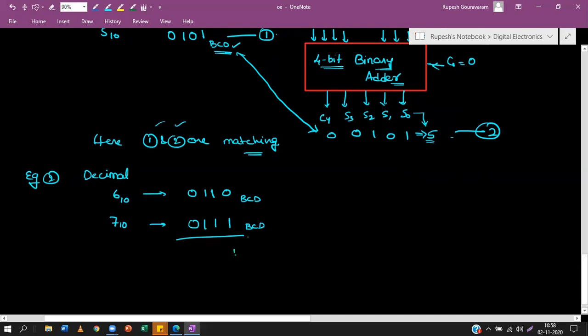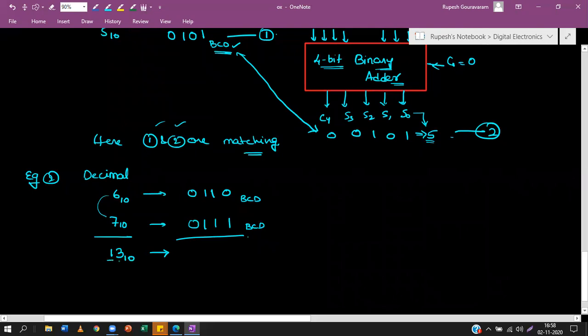So 0 plus 1 is 1. 1 plus 1 is... We should get? 6 plus 7 is, so when we are adding in this binary form, that is known as binary adding. But we are not doing binary adding here. We are directly adding these two numbers. 6 plus 7 is 13 to the base 10. If you represent this 13 in the form of BCD, what will you get?